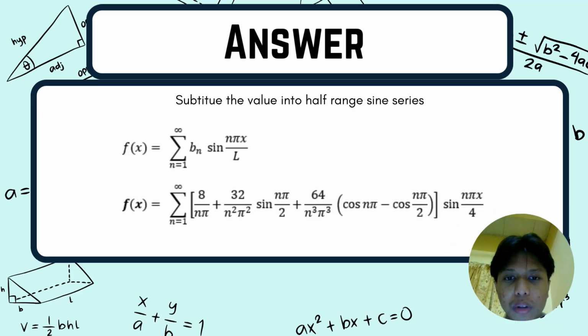So lastly, we substitute the value of Bn into the half range sine series, which is f(x) equal to the sum of Bn sin(nπx/L), and then we get f(x) equal to the sum of 8/(nπ) + 32/(n²π²) sin(nπ/2) + 64/(n³π³) in bracket cos nπ minus cos(nπ/2), times sin(nπx/4).